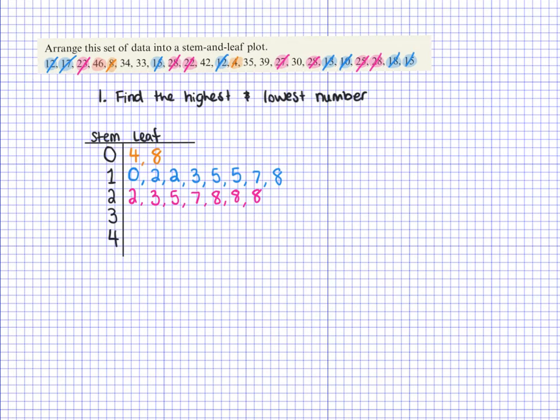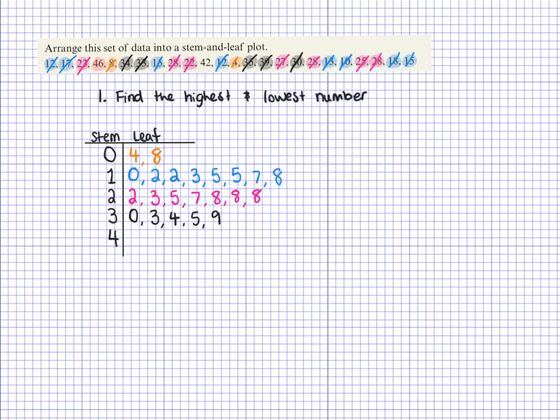Nearly there. We're now going to do the 30s. So I've got 34, 33, 35, 39, 30. That's it. I then write those ones in. So I'm going to have 30 itself. And then 33, 34, 35, and 39. Cross those off. And the last one are our 40s.